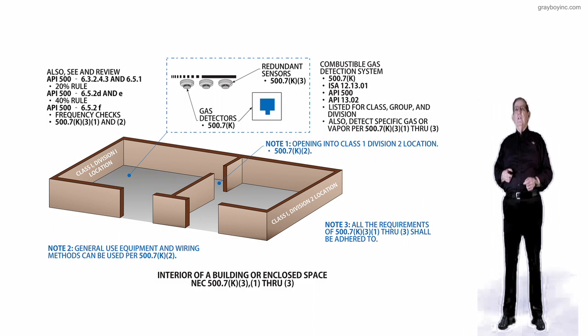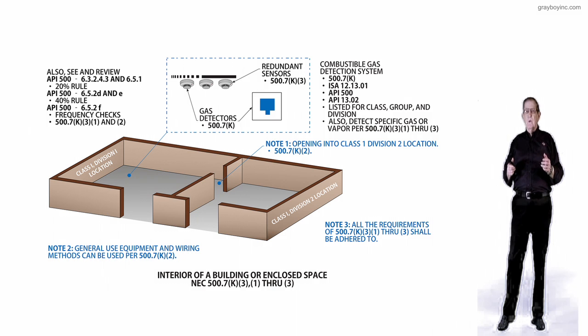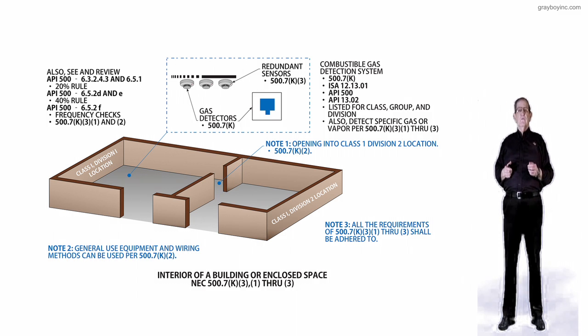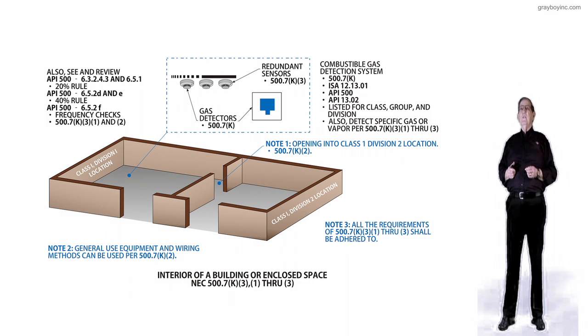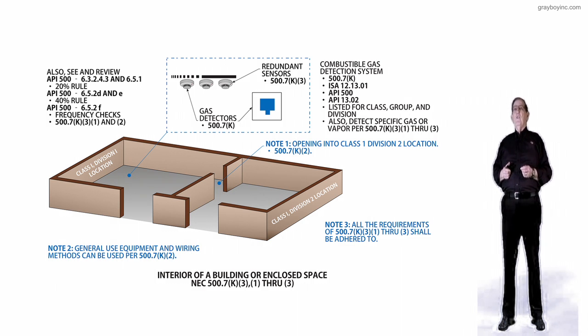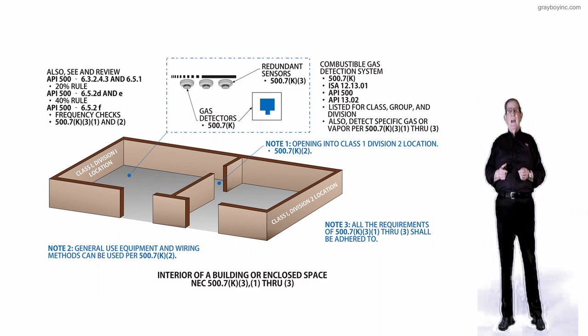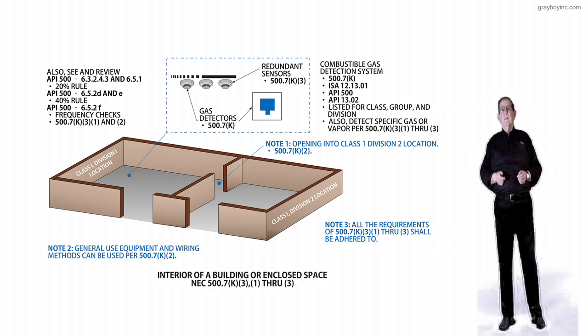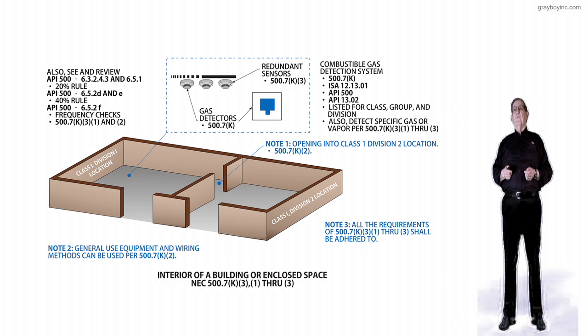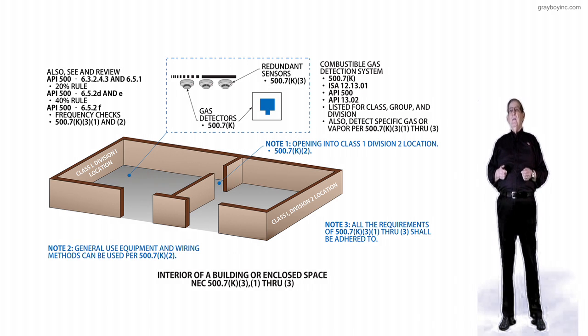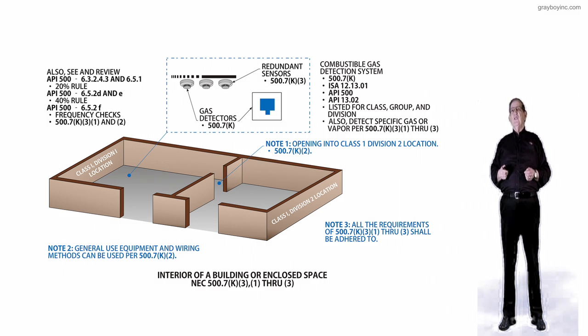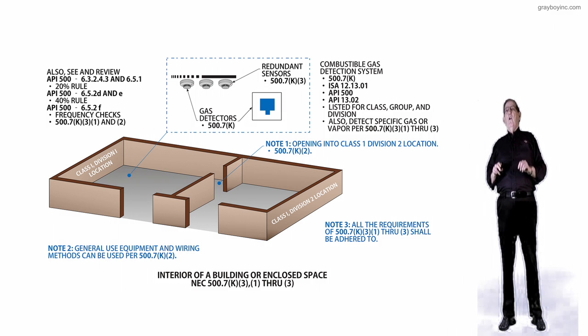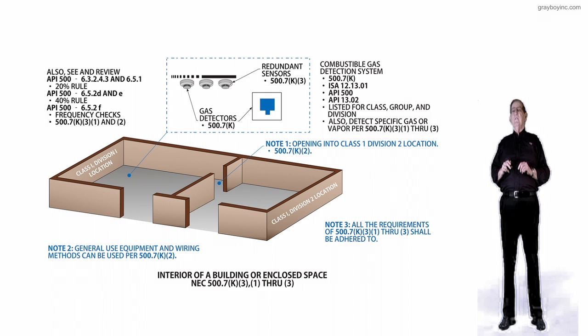Now, notice the bullets that we have to review to get a good handle on what this revision is all about. The first bullet says Review 500.7 K. The second bullet deals with the ISA standard 12.13.01. The third bullet deals with the API 500, and the fourth bullet there identifies the API 13.02. And then the next bullet is listed for class, group, and division. So we know it has to be listed with those requirements. Now, the final bullet also, we detect the specific gas or vapor as outlined in 500.7 K1, K3.